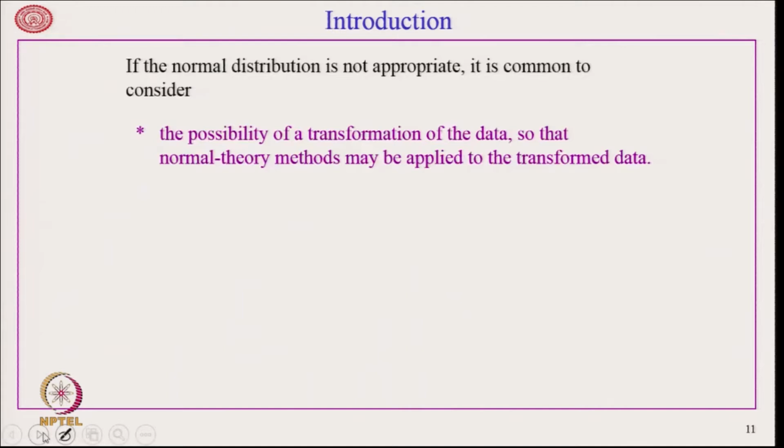Therefore, the question comes, if the normality assumption is not there, then what we should do? There is one common technique of transformation of data. In transformation, what we do? If we take a function of the data, then we may get the normality assumption. Some standard transformations are log, square root, etc.